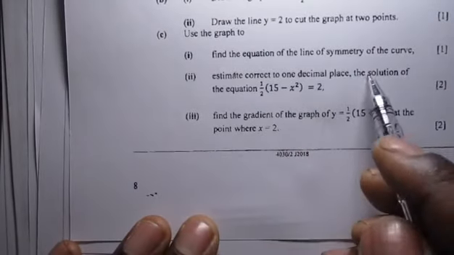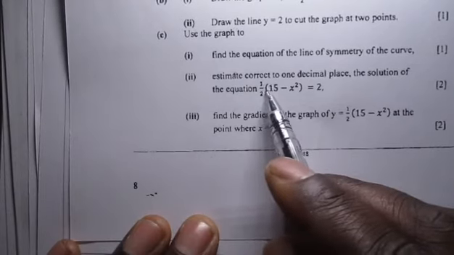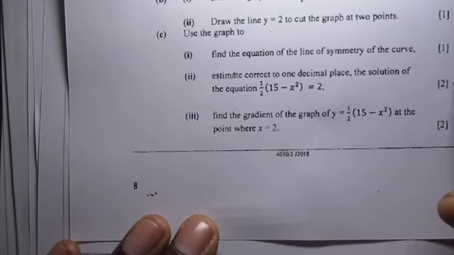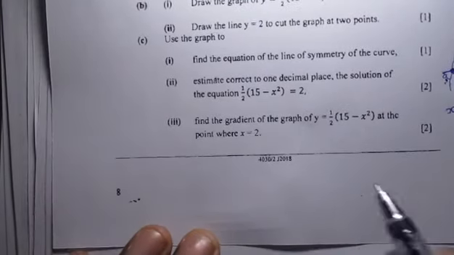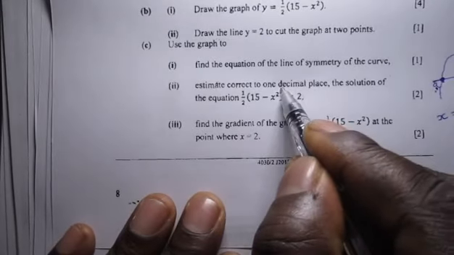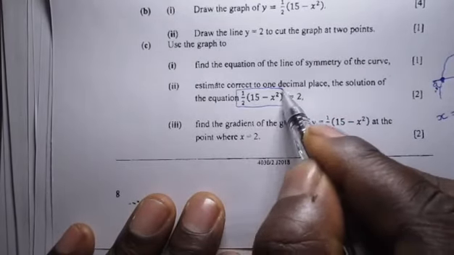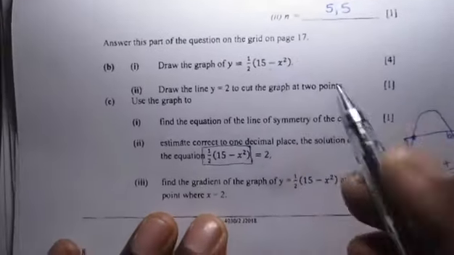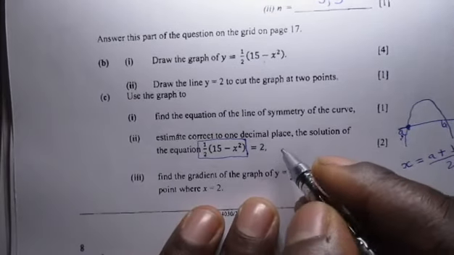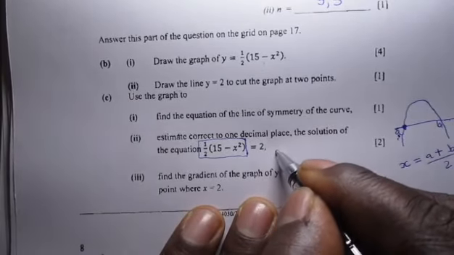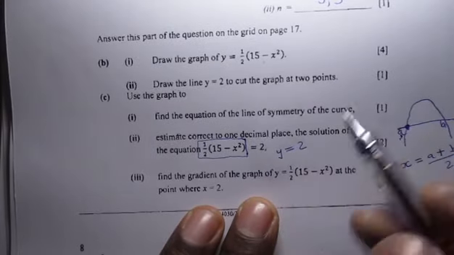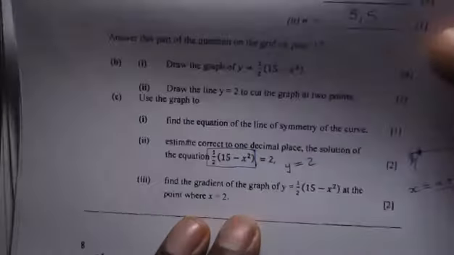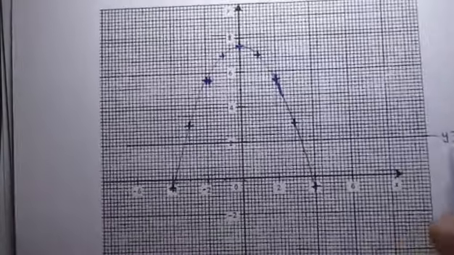Estimate, correct to 1 decimal place, the solution of the equation 1 over 2 open bracket 15 minus x squared close bracket equals 2. 2 marks. When solving an equation, you first look at the left side of the equation to see if it is similar to the graph that you have drawn in part B. If it is similar, it simply means that the roots of x are going to be found at the points of intersection between your graph and the line y equals 2. We have drawn that line already. So this is y equals 2.